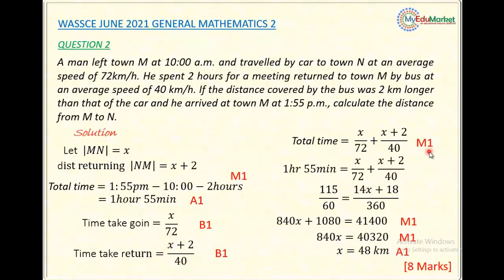Then for the total time, writing x over 72 plus x plus 2 over 40 correctly earns a method mark. Then solving this correctly, you have an M mark. Collecting like terms is an M mark, and dividing both sides by the coefficient of x to get x equals 48 earns another A1 mark. So if you count, you have a total of 8 marks, according to the WAEC marking scheme. This question 2 carries 8 marks in total.